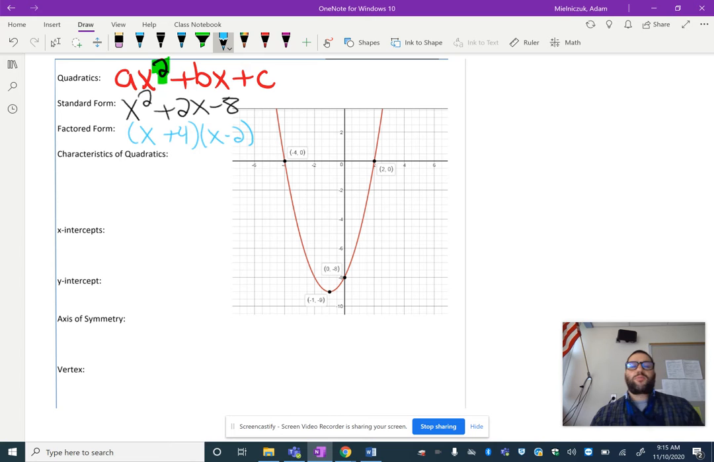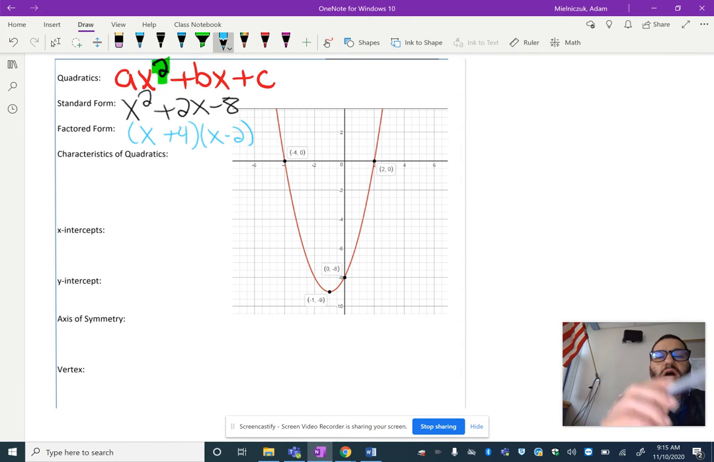Now, do I expect you at this moment to know these? No, this is just an introduction. I want you to be aware that quadratics have an exponent of 2. They can be rewritten at least 2 different ways and still mean the same thing. Okay, so what are some characteristics of a quadratic?